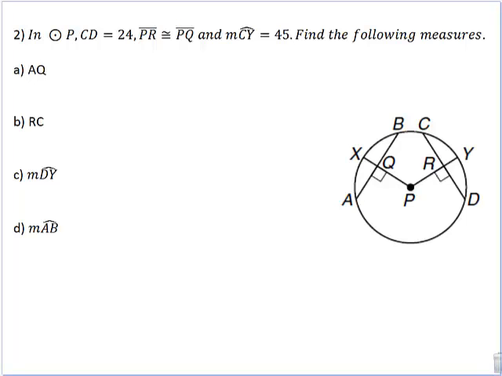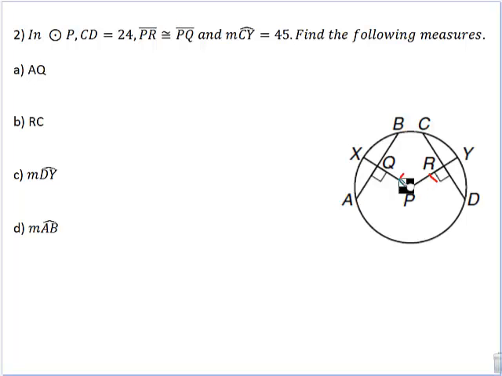In circle P, CD is 24, PR is congruent to PQ, the measure of arc CY is 45. Find the following measures: AQ, RC, measure of arc DY, and measure of arc AB. So let's first start marking what we know. We know PR and PQ are congruent.